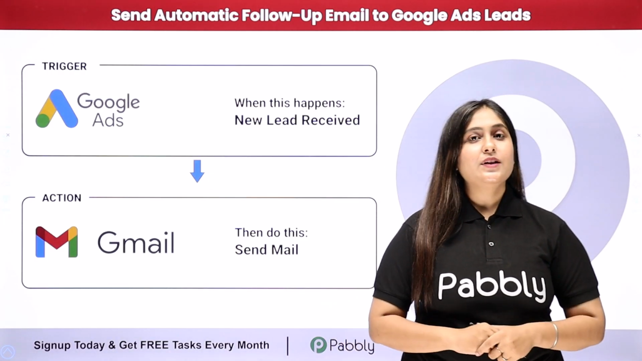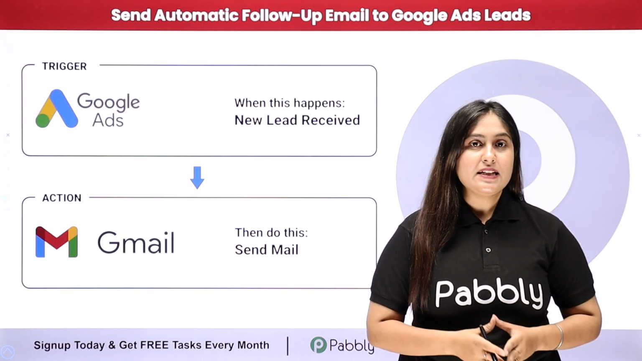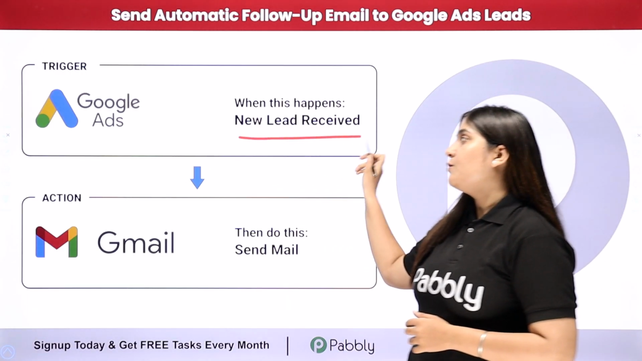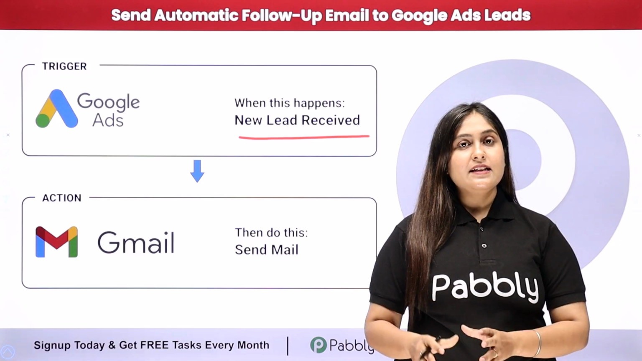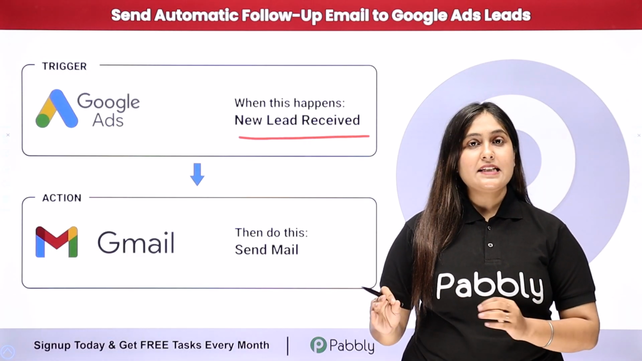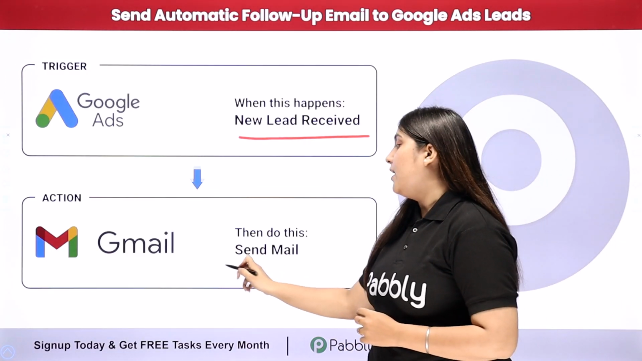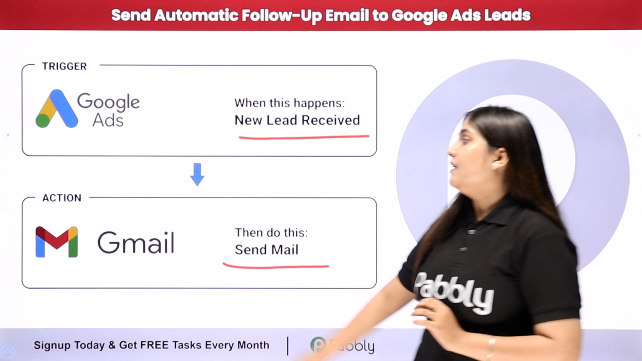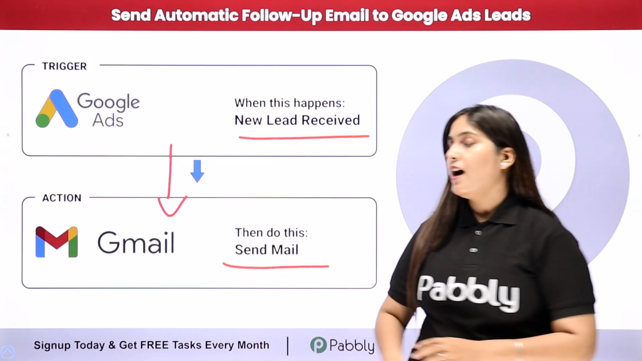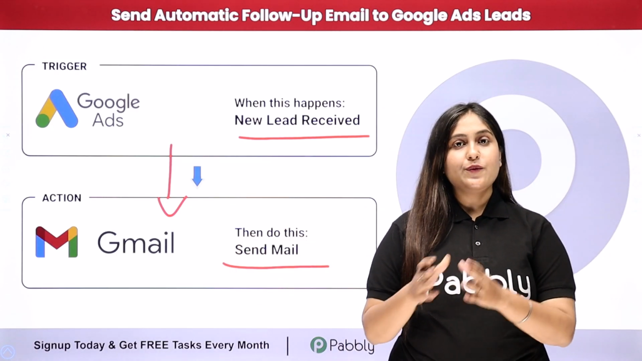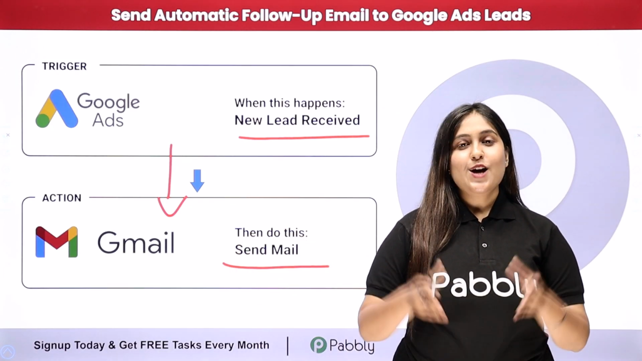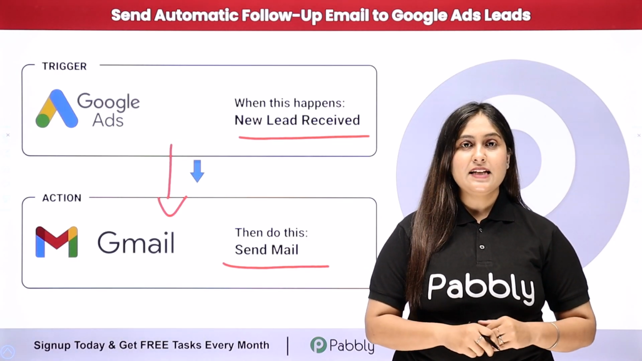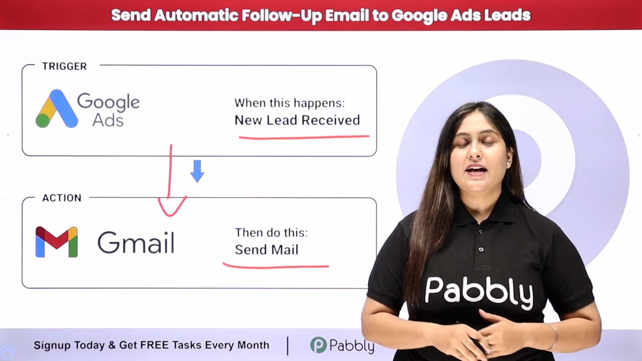So I'm running Google Ads to generate new leads for my business, and here my objective is whenever I'm going to receive a new lead through my Google Ads, then automatically and instantly a follow-up personalized email should be sent to my lead via Gmail. So now here to automate the entire process, I will connect my Google Ads with my Gmail account using an automation software named Pabbly Connect. So now here to see the working of this automation and to learn this process step by step, let me take you all to my screen.